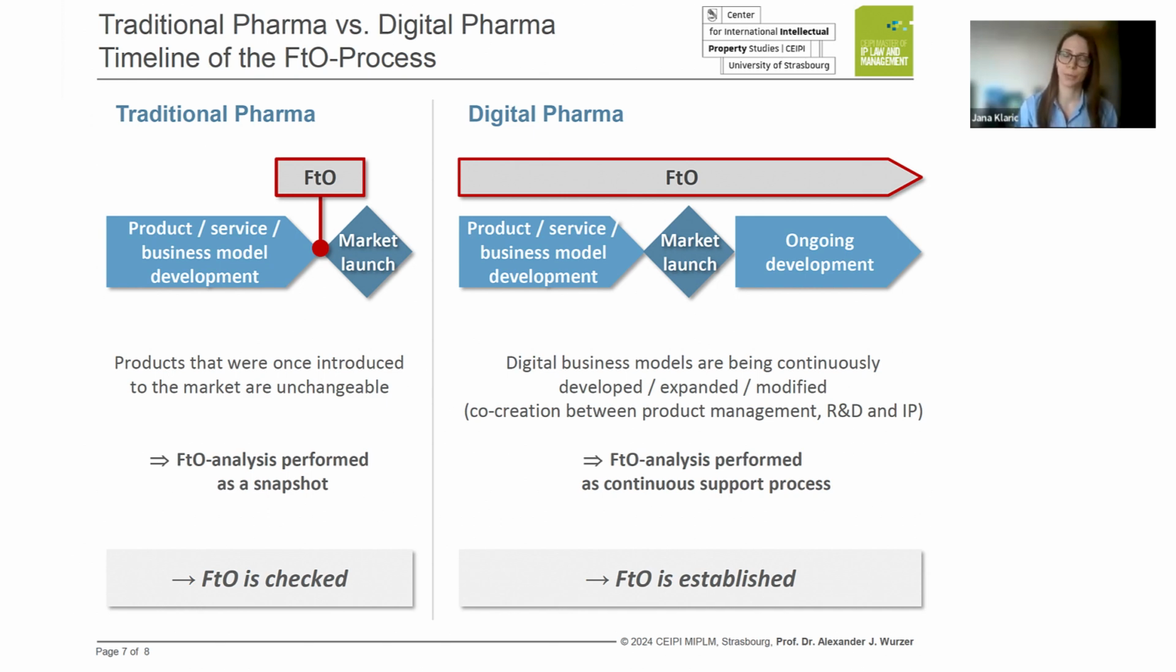Whereas in the digital pharma industry, we can see that the FTO is performed as a continuous support process. The reason for that is the fact that the digital business model is continuously being developed, expanded, and or modified. So the FTO analysis needs to be established continuously, therefore.